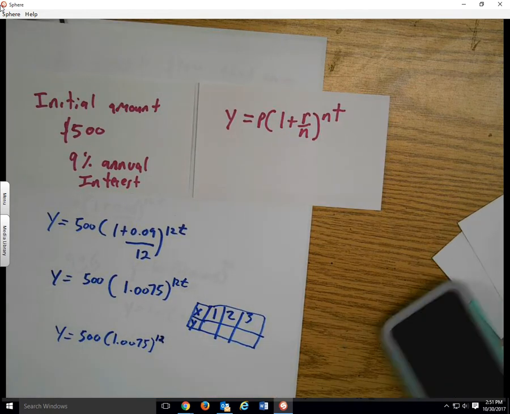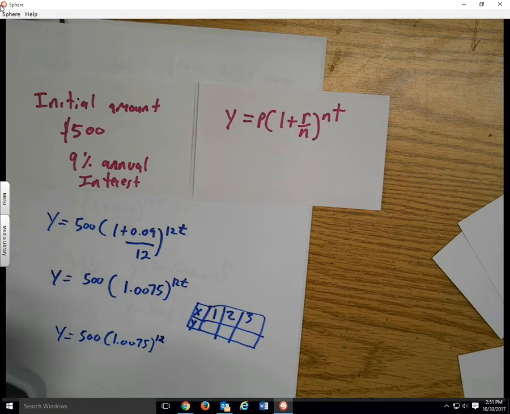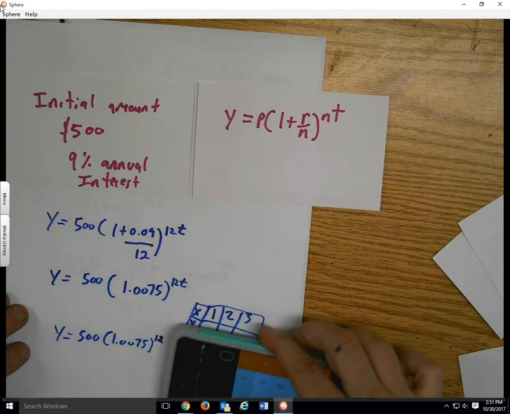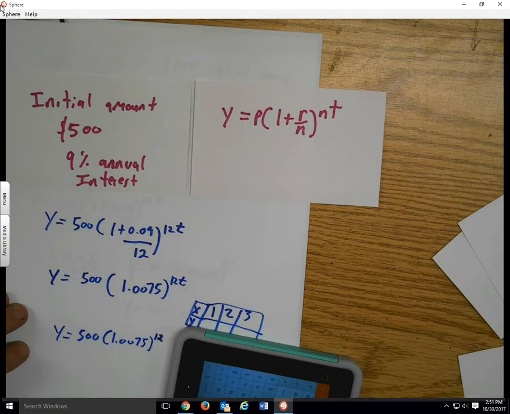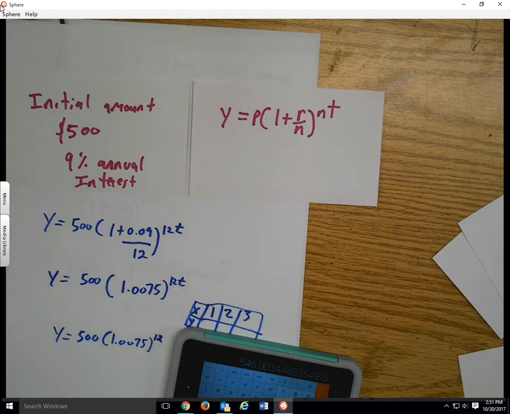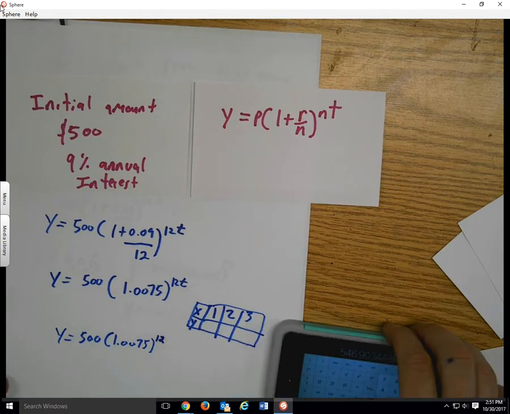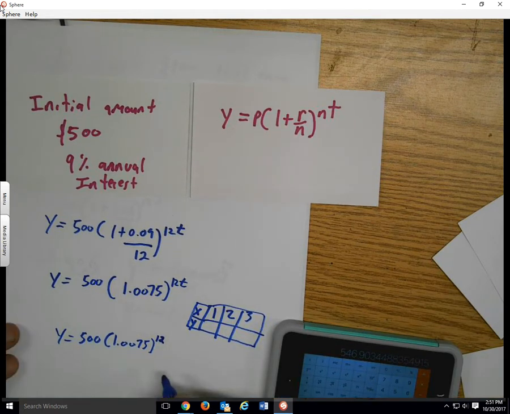Okay, so now let's see what we get here. It's going to be a large number. It's okay. Calculator out. And we will do 1.0075 to the 12th power. And then we have 1.0938, and I'm going to multiply that by 500 now, doing the order of operations. Once we do the exponent, we multiply. And I have 546 roughly. That's a lot. 546.